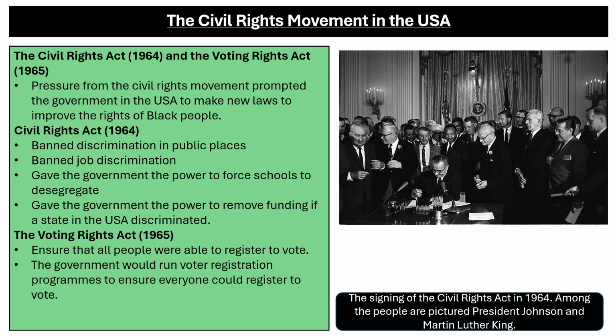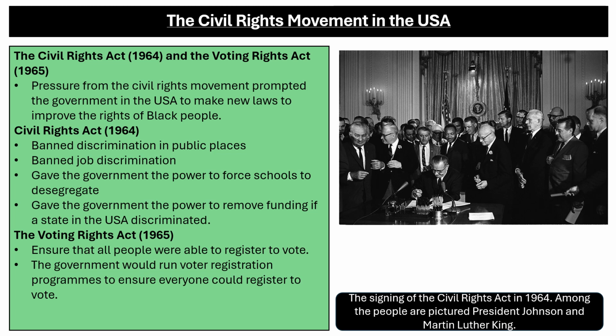So King's speech was obviously very, very inspiring, and it helped bring about pressure for the Civil Rights Act of 1964 and the Voting Rights Act of 1965 to be passed. Now, by this stage, there was a new president in America called President Lyndon Johnson, after John F. Kennedy was assassinated in November 1963. Now, pressure from the Civil Rights Movement had prompted the government in the USA to make new laws to improve the rights of black people.